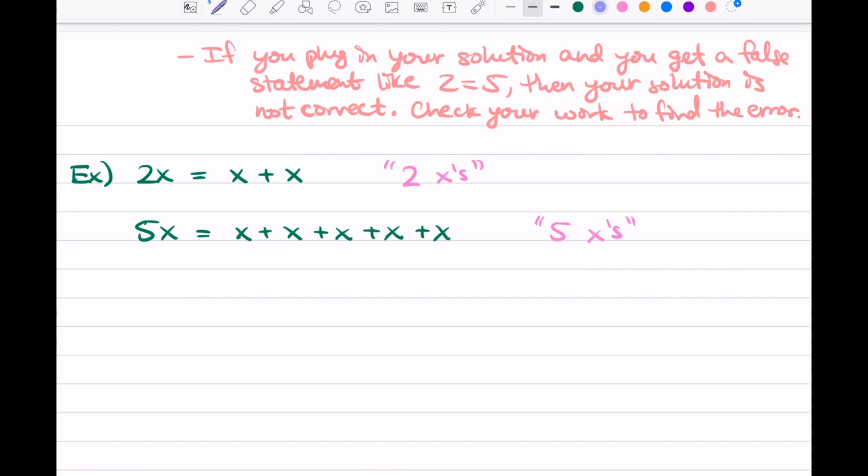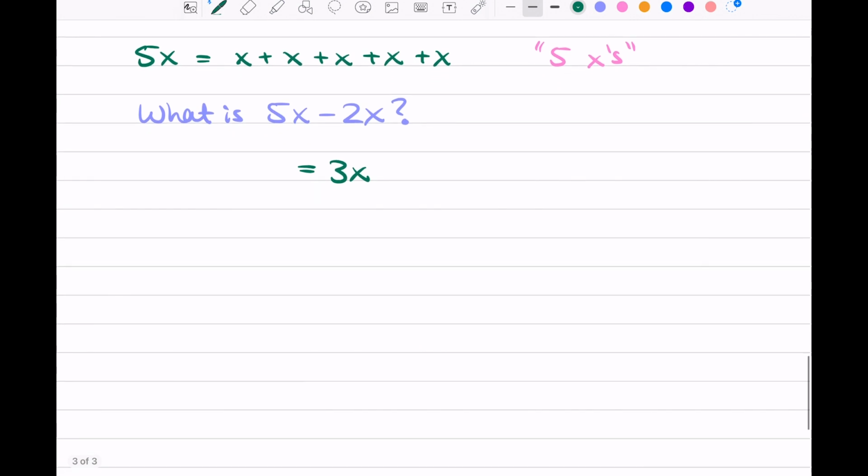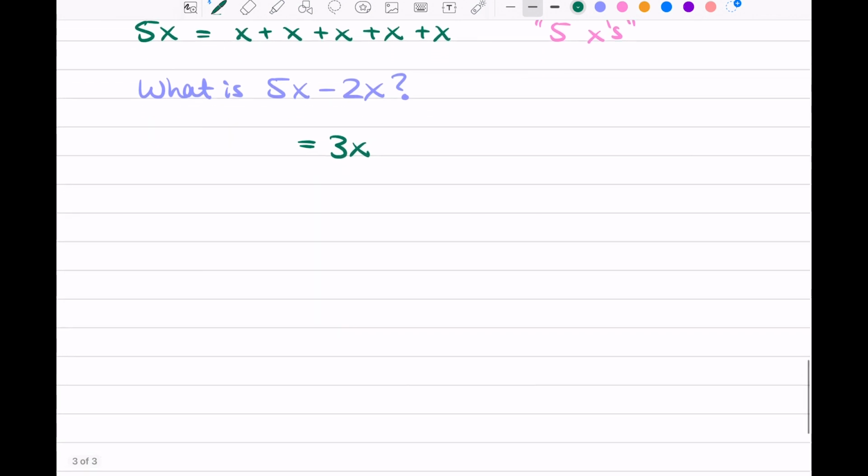Well then, question is, what is 5x minus 2x? Well, you have 5 x's, and you subtract 2 x's, and then you're left with 3 x's. So that's a way to think about it. And it doesn't actually have to be x. Remember, a variable is just a number in disguise. We usually use an x or a y, but we don't have to.